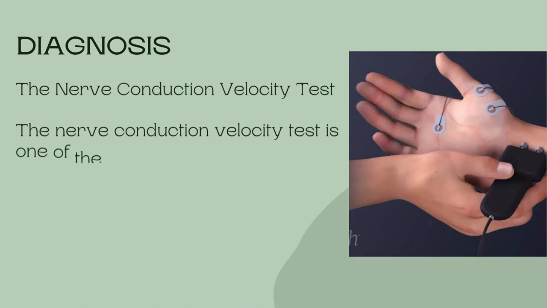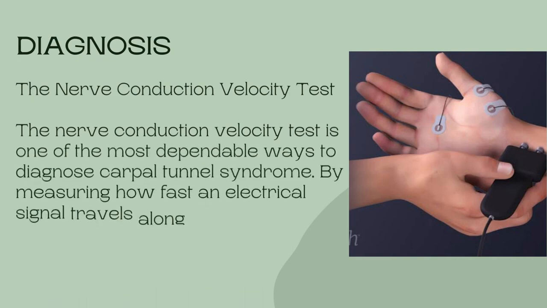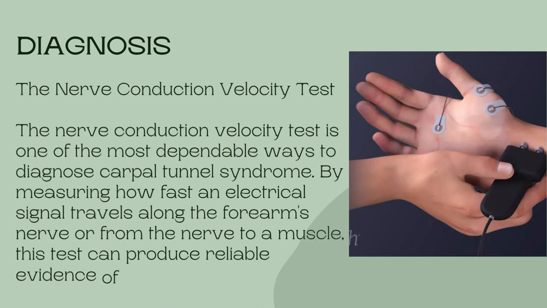After causes and symptoms, we will check how to diagnose CTS. CTS can be diagnosed by the nerve conduction velocity test. The nerve conduction velocity test is one of the most dependable ways to diagnose carpal tunnel syndrome. By measuring how fast an electrical signal travels along the forearm's nerve or from the nerve to the muscle, this test can produce reliable evidence of the syndrome. So, by this test, the velocity at which the nerve is conducting impulses can be checked, and the working of the nerve can be checked also. It will tell the tendency of the nerve as well.